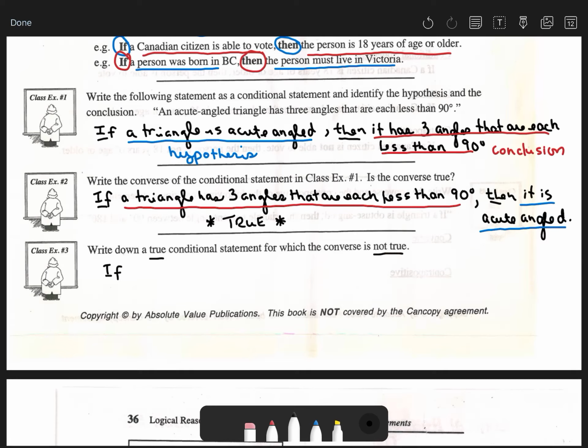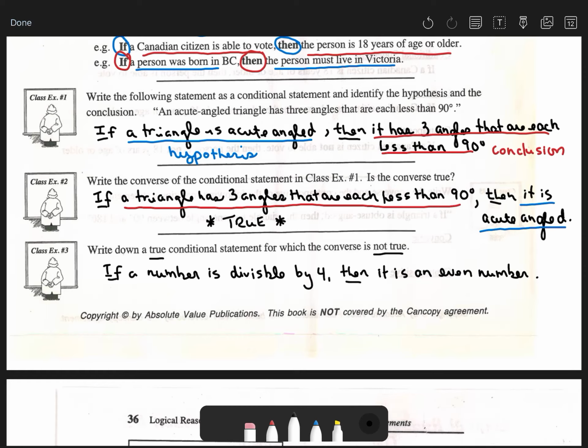Obviously, there are infinite examples that do exist, but I'll say if, okay, there's the if portion, if a number is divisible by 4, then, okay, then it is an even number. Okay, so when you take a look at all the numbers that are divisible by 4, they are even numbers. So that is a conditional statement that is true.